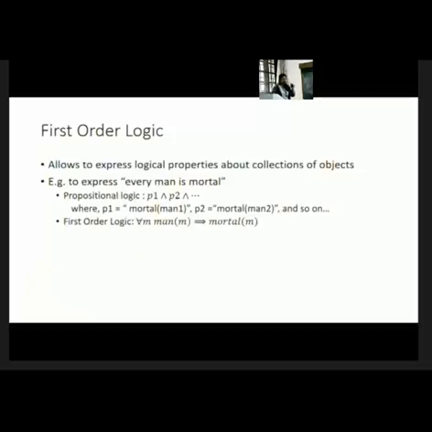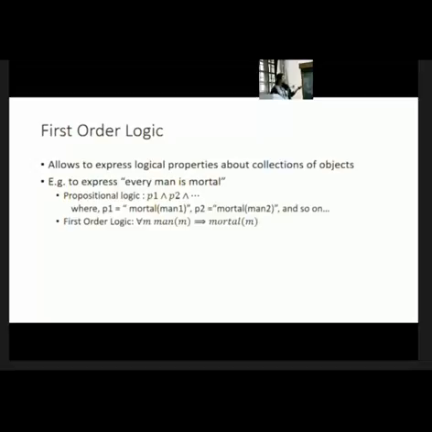So Alloy uses what is called first order logic, which is strictly more expressive than propositional logic. It's very convenient. It allows us to express logical properties about collections of objects. Okay. So let's say I have to express something like every man is mortal. Now if I use propositional logic, I'll have to say something like man 1 is mortal, man 2 is mortal, and so on. Okay. I have to enumerate every man possible.